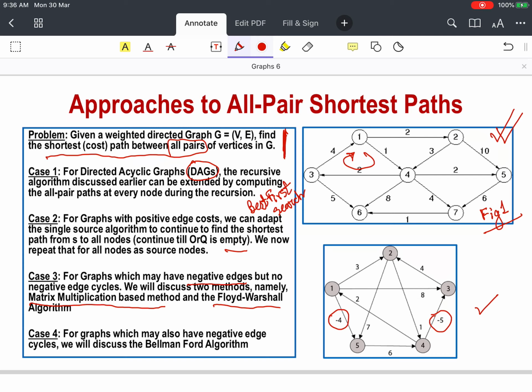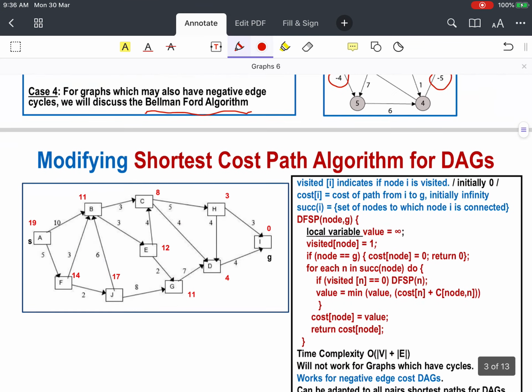But if there are negative edge costs as well as negative edge cycles, then there is another algorithm which we shall discuss called the Bellman-Ford algorithm, which will detect the case of a negative cycle. And if there is no such negative cycle, then it will return the shortest cost path. And how do we adapt that? So we will look at all the four cases and then develop our algorithm in this lecture.